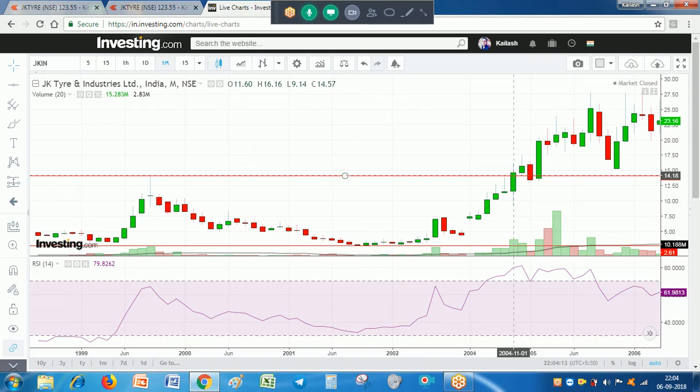Look at this big candle. Actually there is a very big candle. It has broken that level, and see the next month it has gone higher. Then the next month the stock remained in a range. Friends, there is again a disturbance.